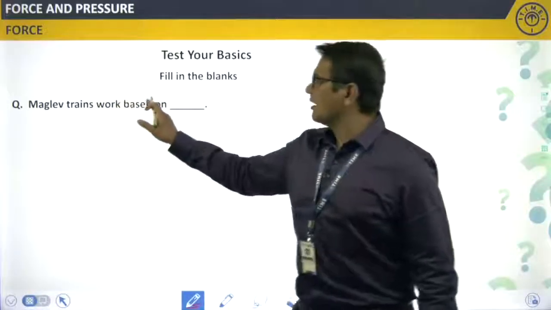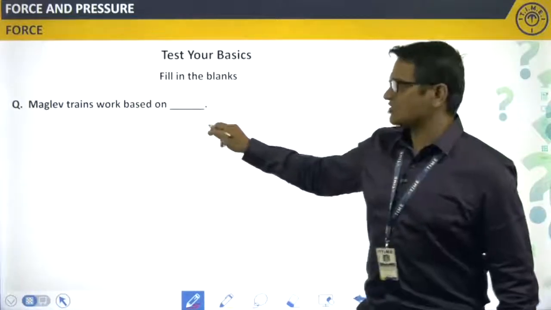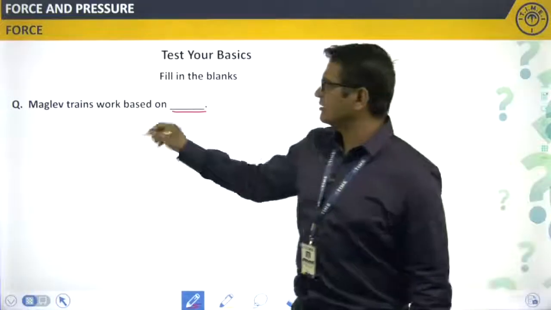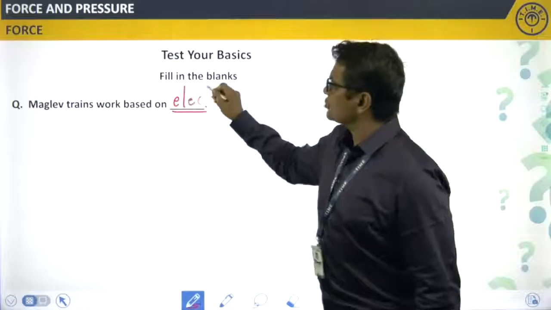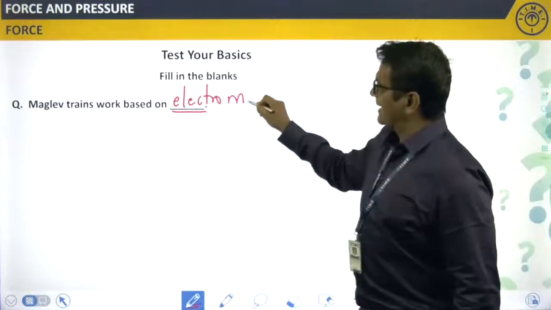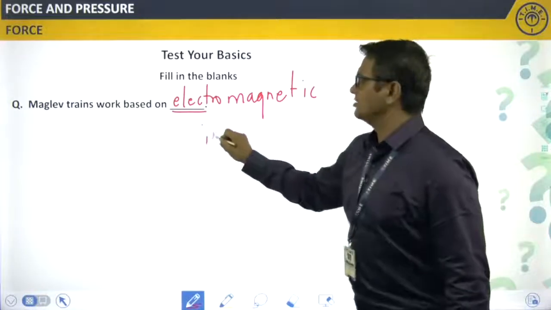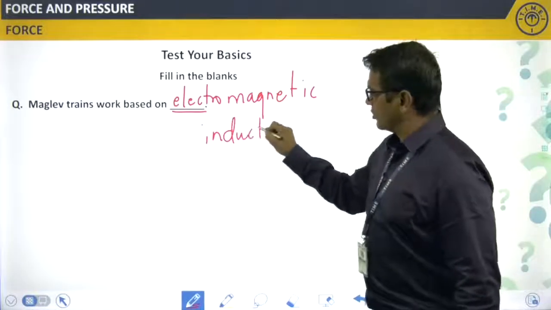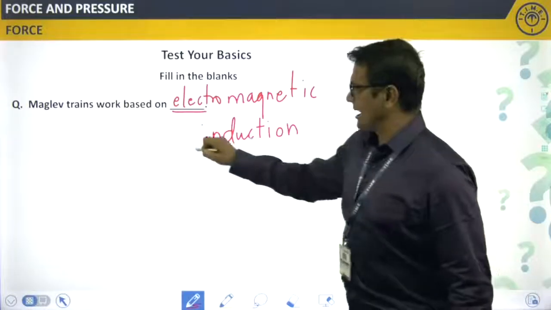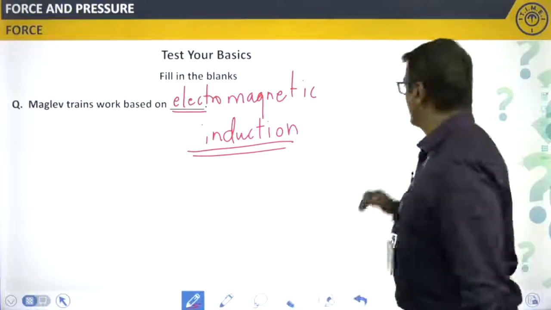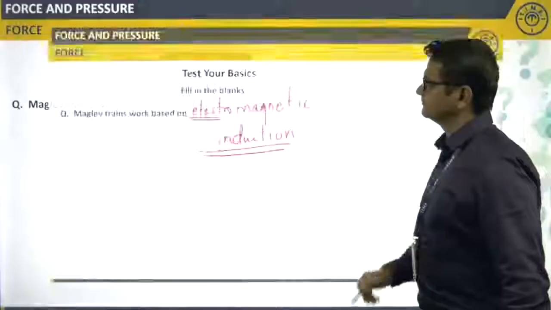Maglev trains work based on dash. On what principle do they work? They work on electromagnetic induction, right? They work on the principle of electromagnetic induction. Clear? Okay. Let's see the next question.